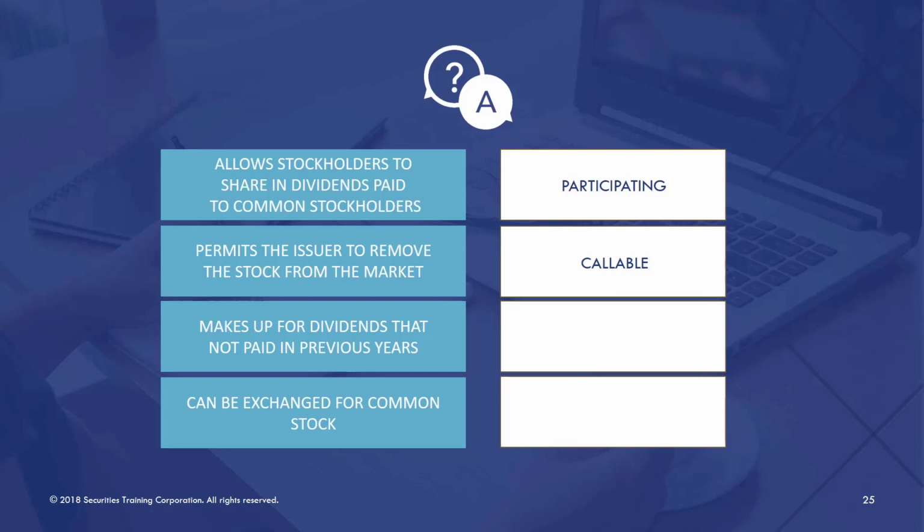Three, makes up for dividends that are not paid in previous years. What characteristic goes with that? The answer? Cumulative preferred stock. And lastly, preferred stock that can be exchanged into common stock. And that is known as convertible preferred stock. Okay. One more section we're going to need to talk about, and that is derivatives, and then some miscellaneous equity rules.